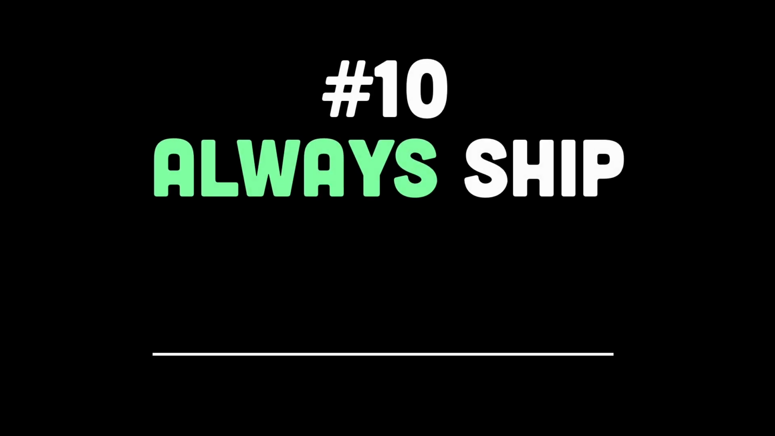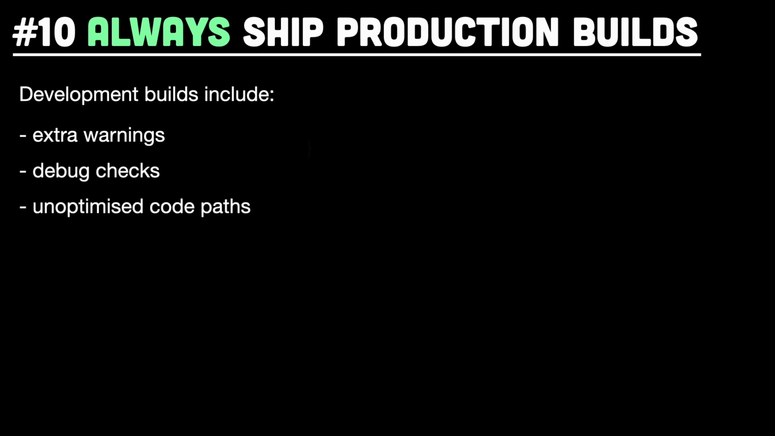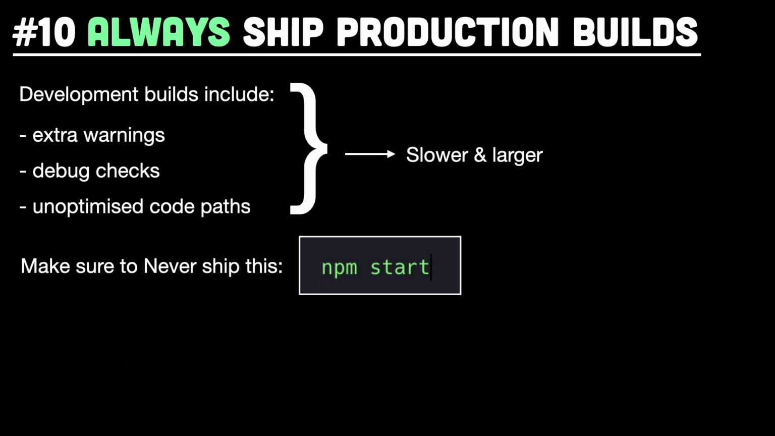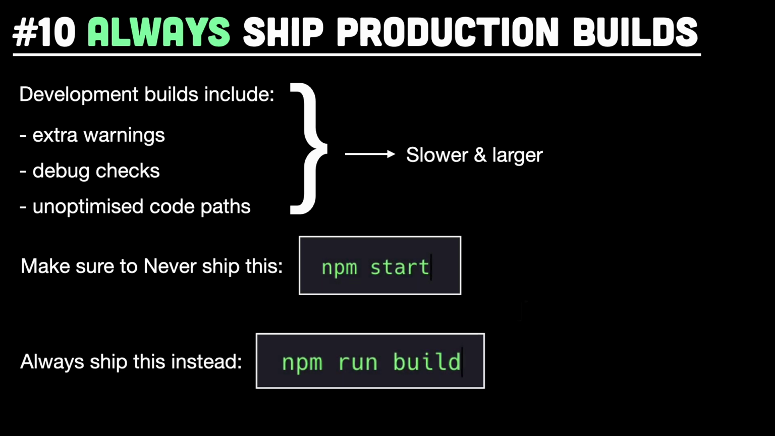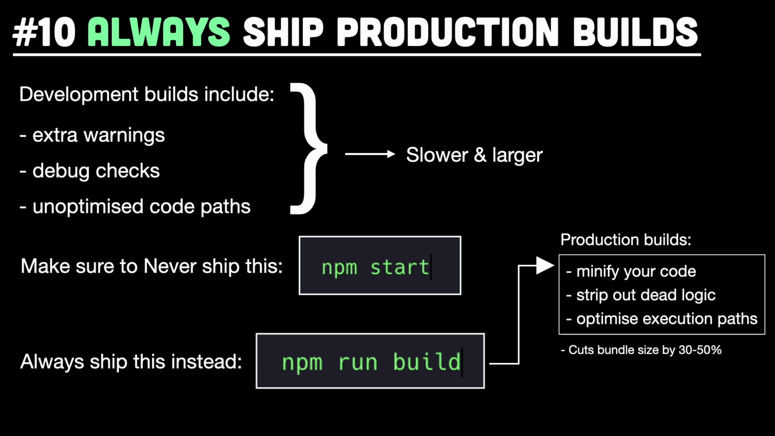Then lastly, in number 10, make sure to always ship production builds. Development builds are designed to help you, not your users. They include extra warnings, debug checks, and unoptimized code paths. That means they're intentionally slower and larger. Make sure to never ship this. Instead, always ship this. Because production builds minify your code, strip out dead logic, and optimize execution paths. This step alone can cut your bundle size by 30 to 50% and instantly improve load time, whereas shipping a dev build to users is like deploying with console.log as your monitoring strategy.